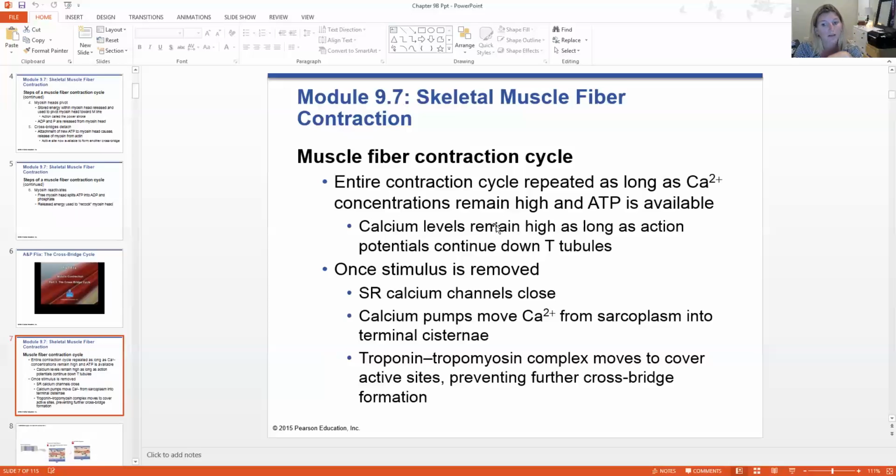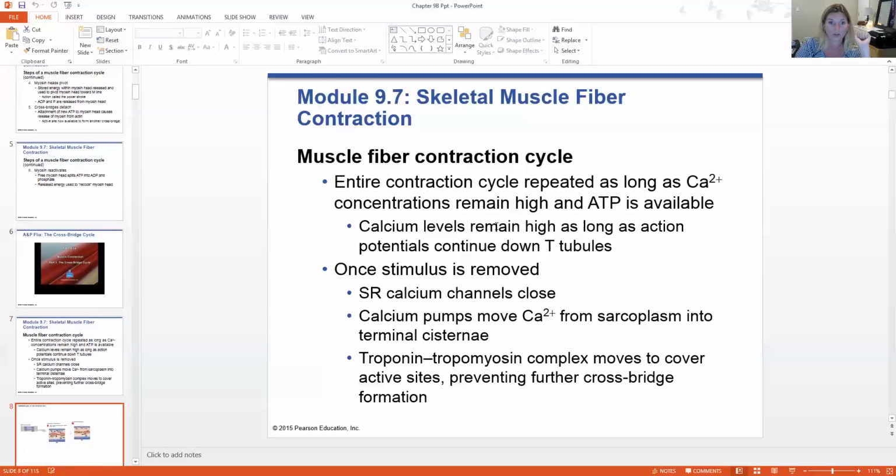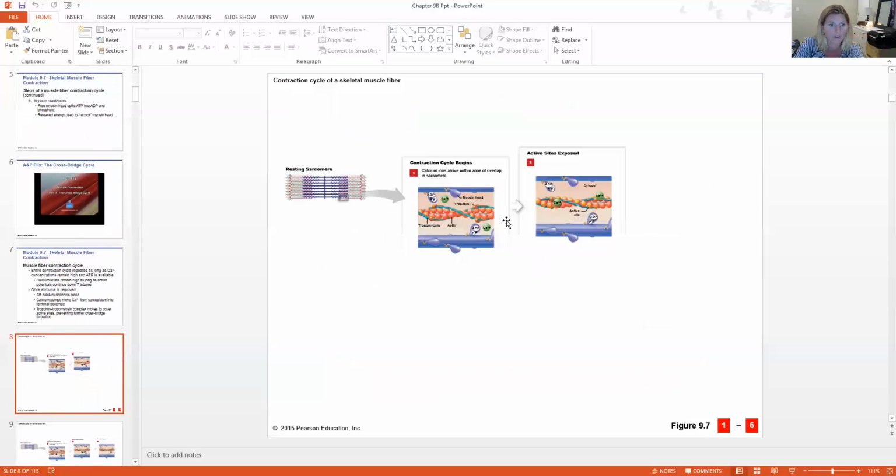The troponin-tropomyosin complex moves back over the active sites, so they're no longer revealed, and the myosin cannot bind to the actin. So no cross bridges can form. So here's the whole thing.